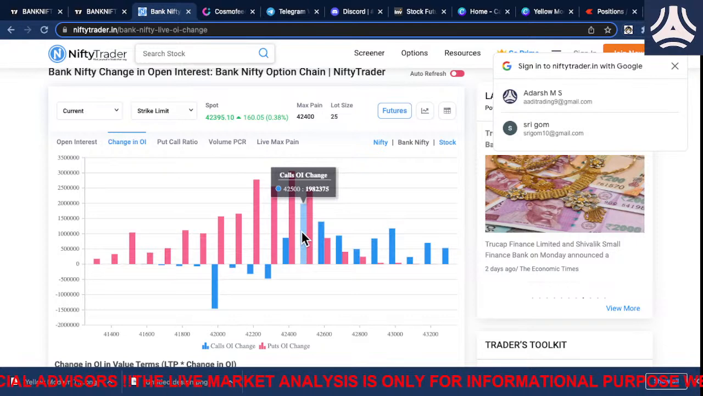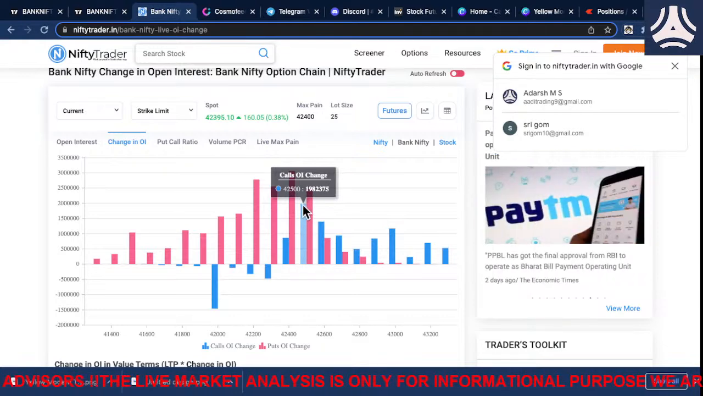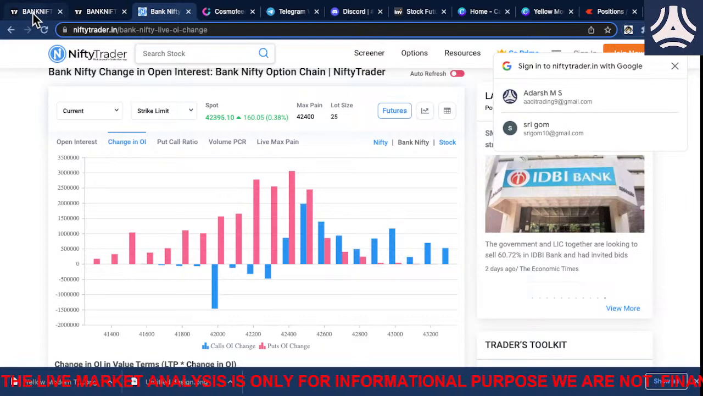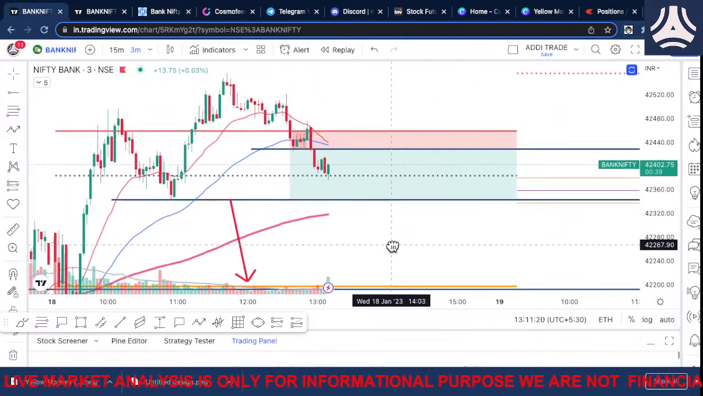This, from about 15-16, it has jumped to 19. Still it is not completely bearish. The blue lines should be more than the red lines for the market to fall further.